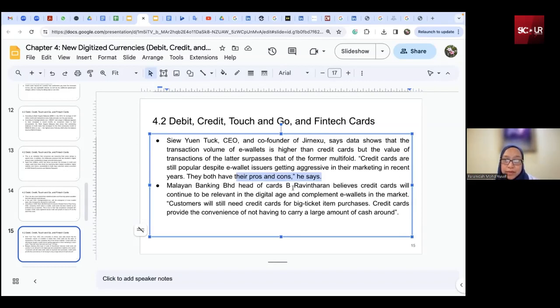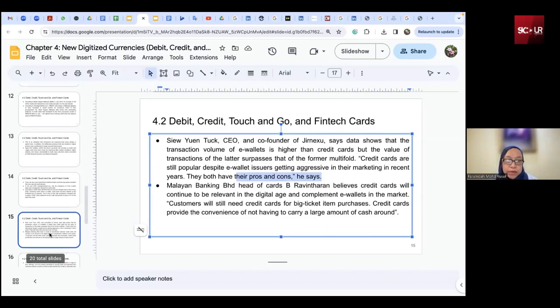Land banking berhad head of the cards, Ravinathan, believes credit cards will continue to be relevant in the digital age. Still relevant lah at this age, complements of e-wallet in the market. Customers still need the credit cards for big ticket item purchases. Macam cakap tadi lah, harga tinggi, harga rendah kan. Credit cards provide the convenience of not having to carry large amount of cash around.